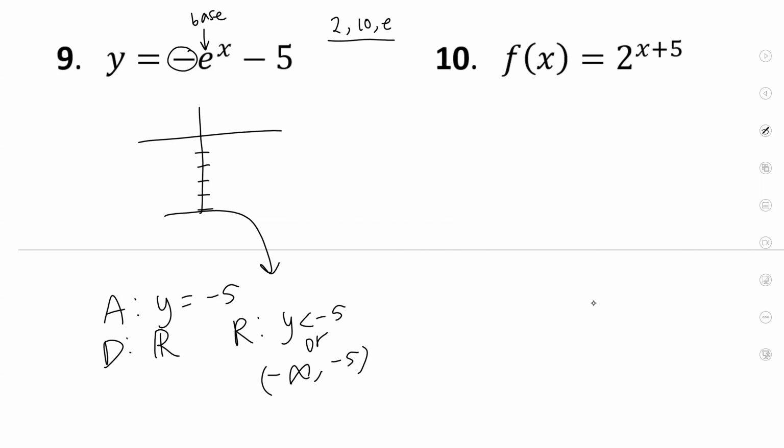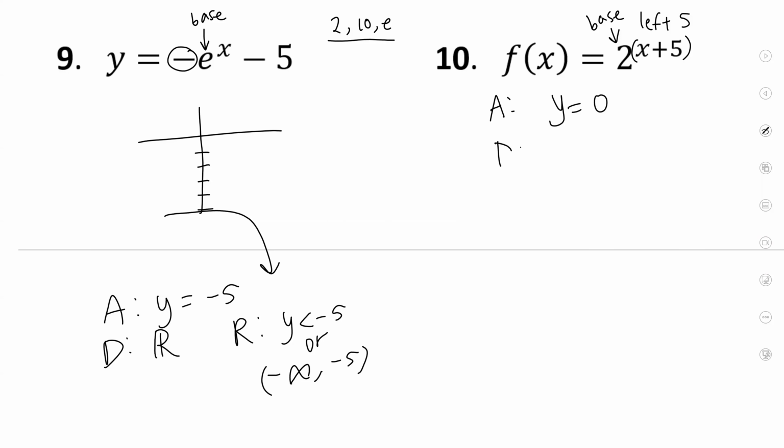All right, let's try number 10. Did this go up or down? Nope, it didn't go up or down. Guys, this is to the left 5. This is left 5, and this 2 is just your base. So those didn't change anything. So it didn't go up or down. So if it didn't go up or down, what is your asymptote? Yep, it's just 0. It didn't move up or down.